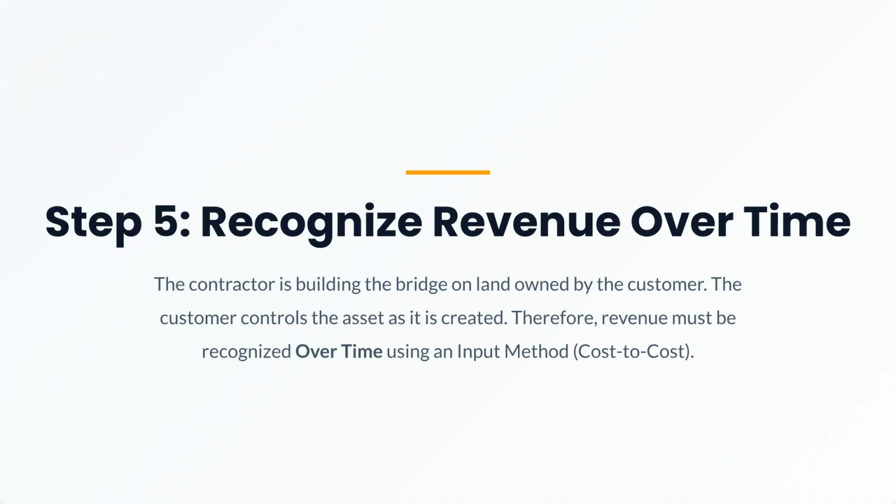Finally, step 5. When do we recognize this revenue? Because we are building the bridge on the city's land, the customer controls the asset as it is being created. Therefore, we cannot wait until the end. We must recognize revenue over time. To do this, we use an input method based on costs incurred. You likely know this as the cost-to-cost or percentage of completion method.